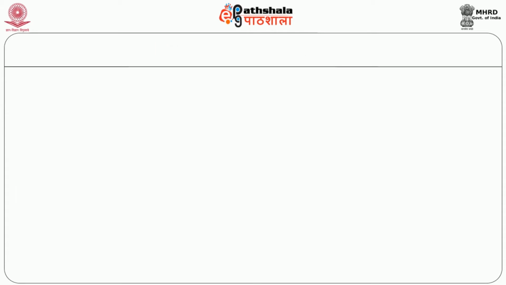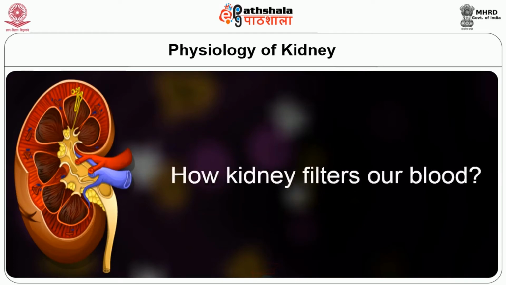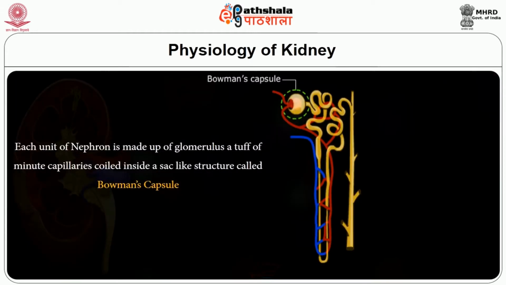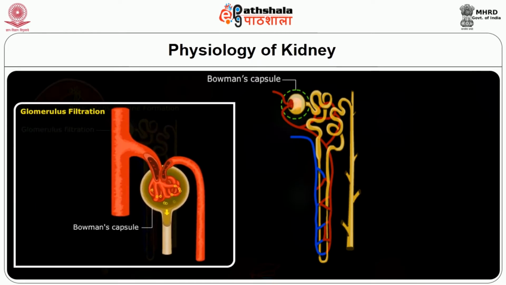Students, to start with, let us now learn the basics on how a kidney filters our blood. As we all know, we have a pair of kidneys with more than 1 million filtering units called nephrons. Each unit of nephron is made up of glomerulus, a tuft of minute capillaries coiled inside a sac-like structure called Bowman's capsule. These functional units filter the blood that flows through the kidney.